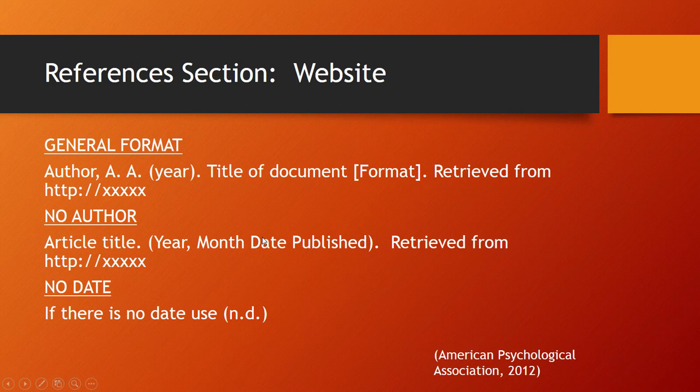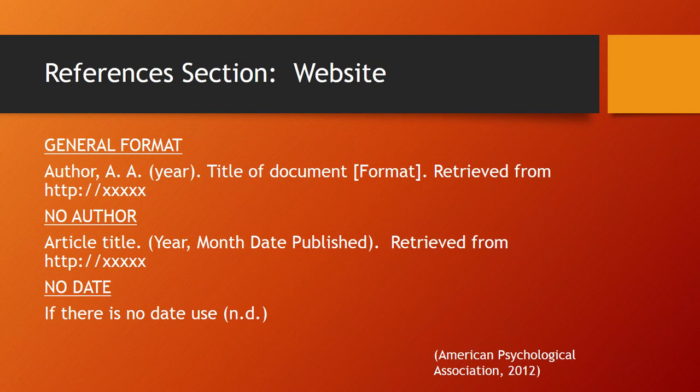All right, so this is where most people have their questions: how do I cite a website? The general format is author, last name, first initial, middle initial, year, period. The title of the document, again, only that first letter capitalized. The format, which in this case would be website, and then put "Retrieved from" and the URL.